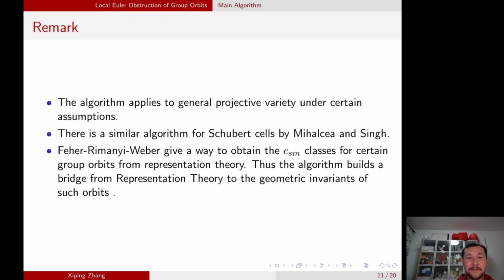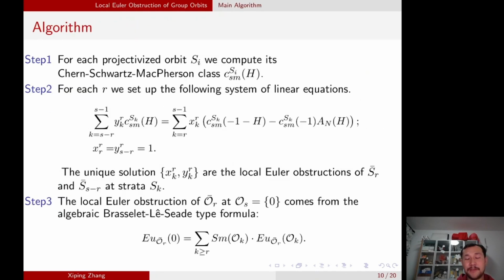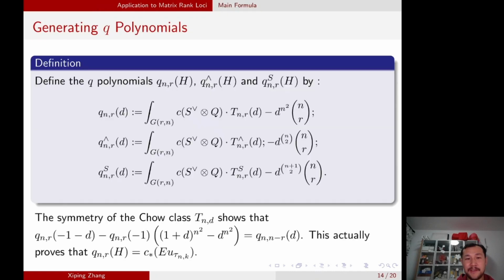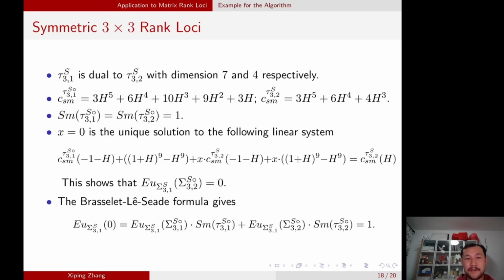So we follow the algorithm here. You can see that we set up the corresponding linear system. In this case, you take the SM class by the polynomial above, and then this polynomial by the corresponding polynomial above. If you expand those three polynomials and look at the coefficients, this gives you a unique solution, x equals 0. So this tells you that the Euler obstruction of σ_{3}^{(1)} at σ_{3}^{(2)} is 0.